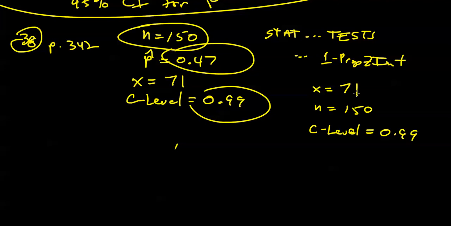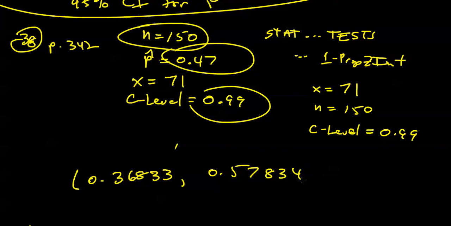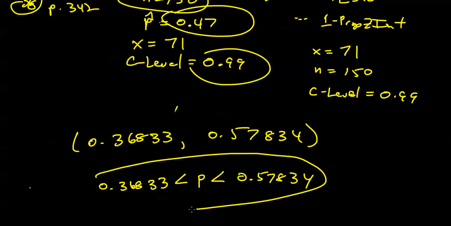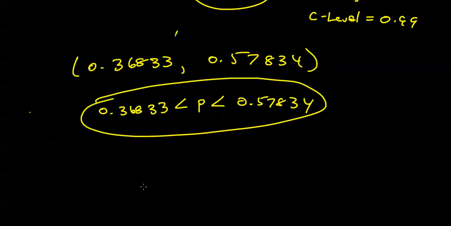All right, so with these three values, I can go ahead and construct my confidence interval now. And the calculator returns 0.36833 and 0.57834. So again, I would prefer the answer in a double-sided inequality. Basically, we've got a low estimate for p in our range. We've got a high estimate for p in our range. And hopefully, the true value of p lands somewhere within those limits.